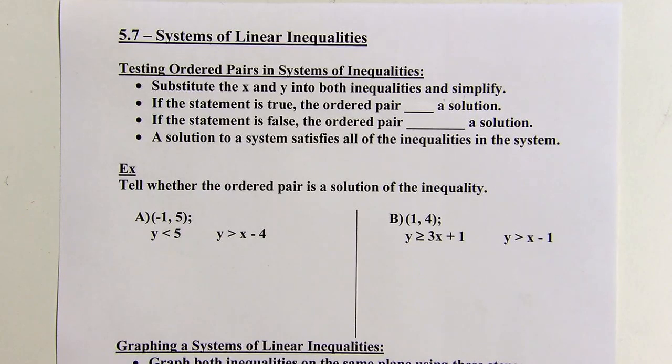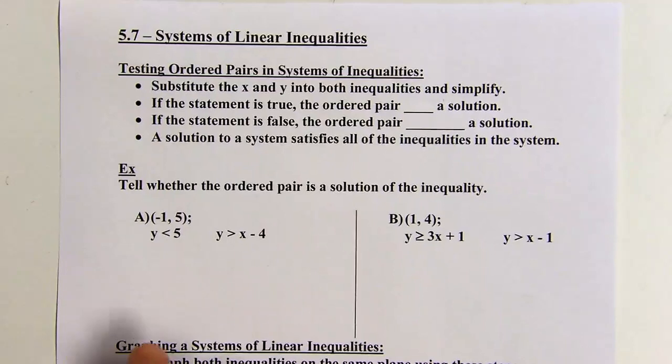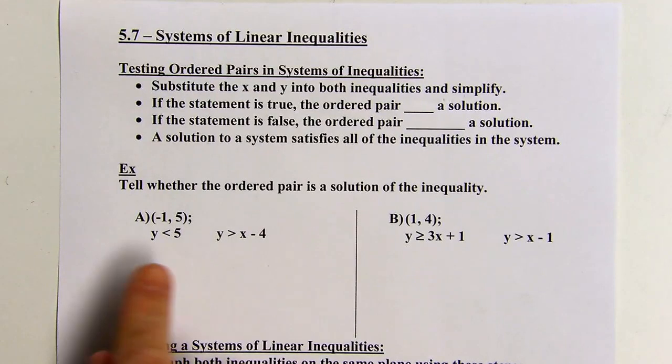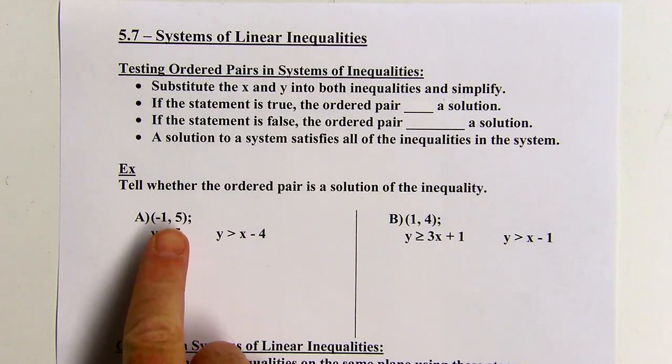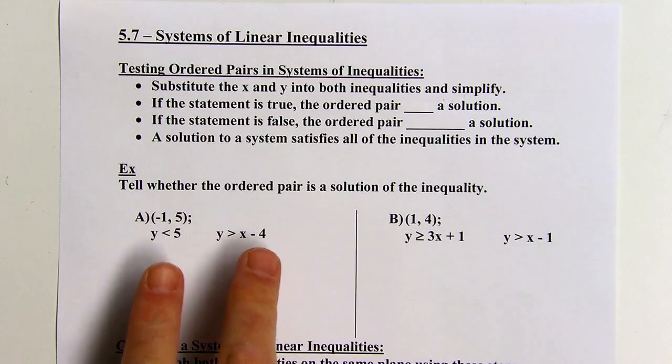5.7 Systems of Linear Inequalities. So first, we're going to talk about testing an ordered pair to see if it's a solution. In this example, I'm going to test if (-1, 5) is a solution to the system of inequalities.